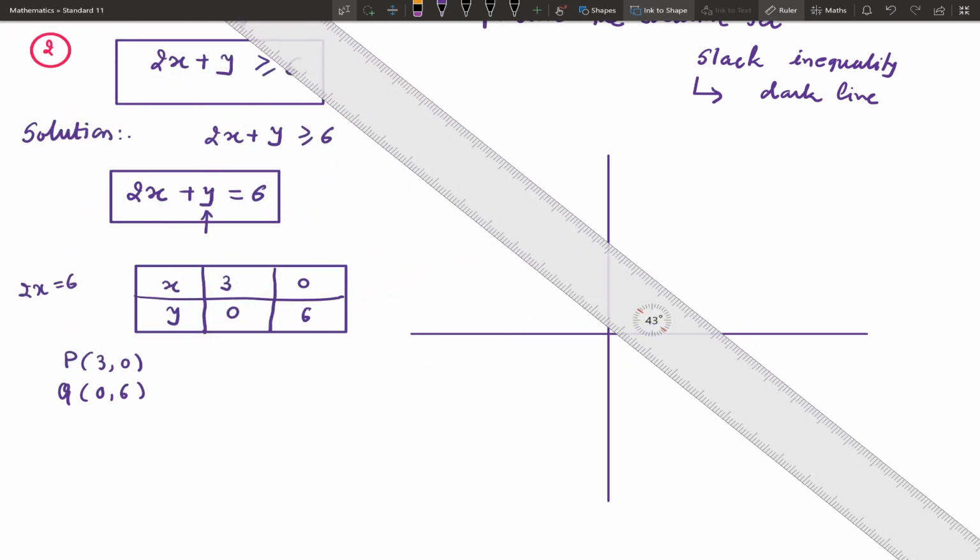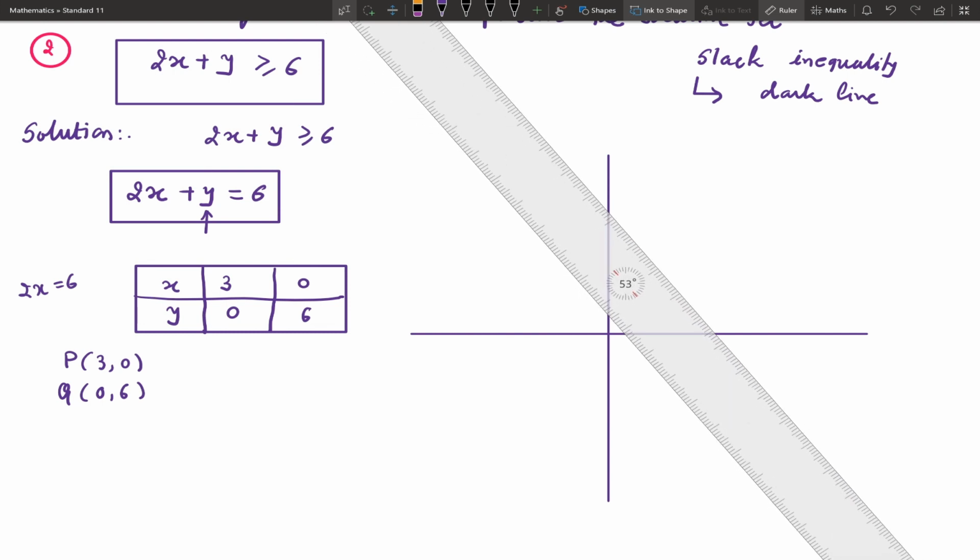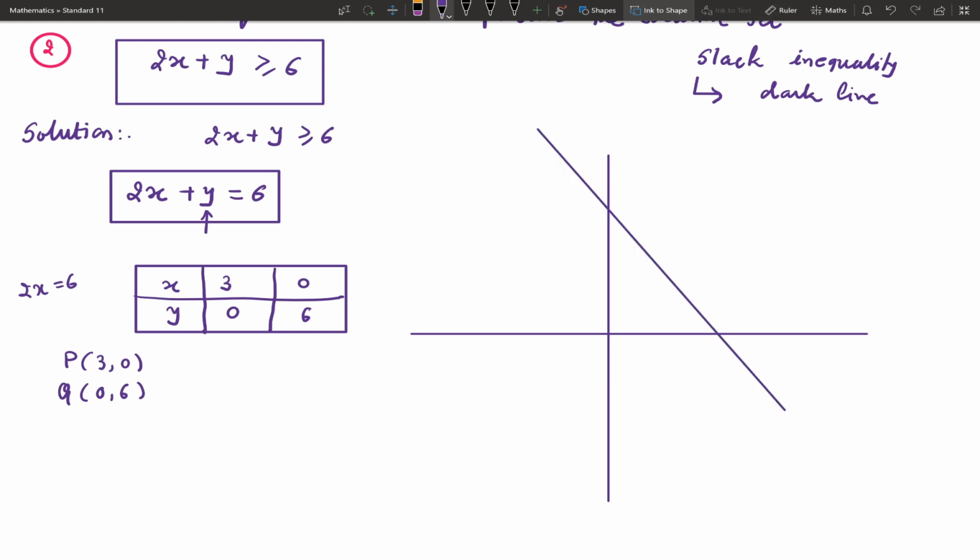We will select randomly. This is the point Q (0, 6). This is the point P (3, 0).